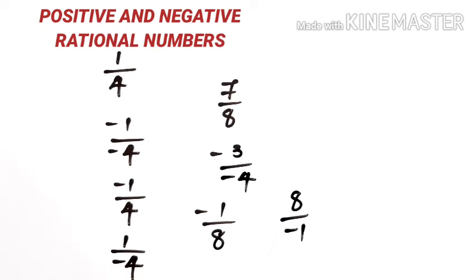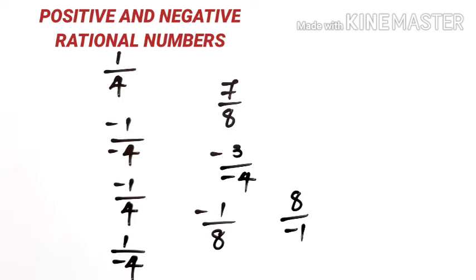Listen carefully, children. When the numerator and the denominator both are positive integers or both are negative integers, it is a positive rational number. And when either the numerator or the denominator is a negative integer, it is a negative rational number. This much only, children.